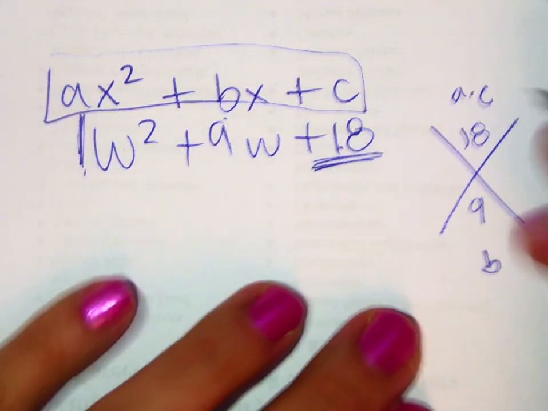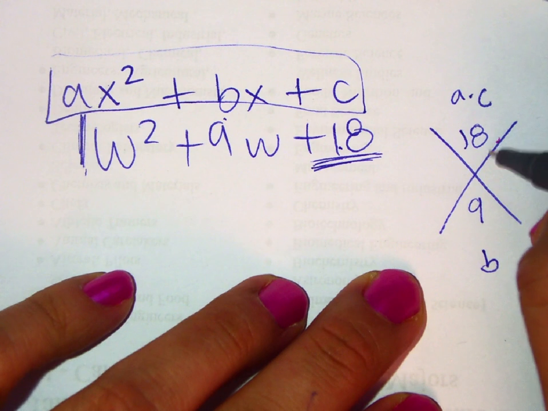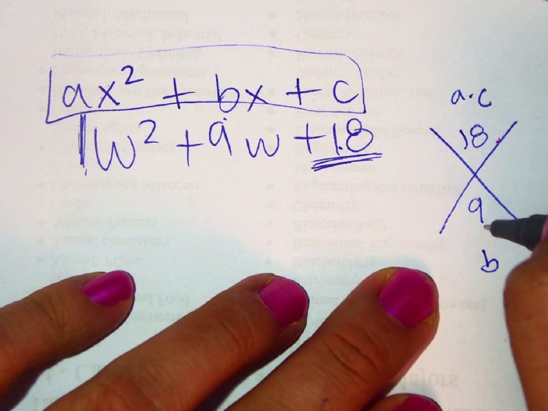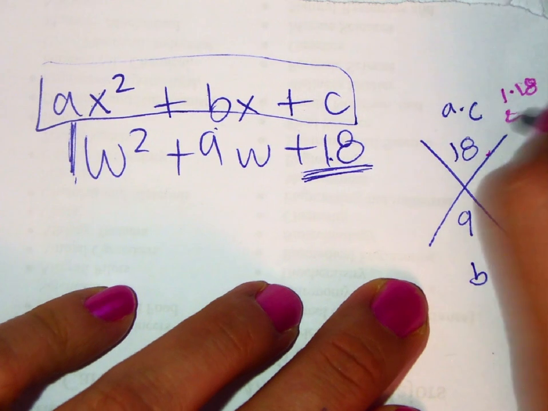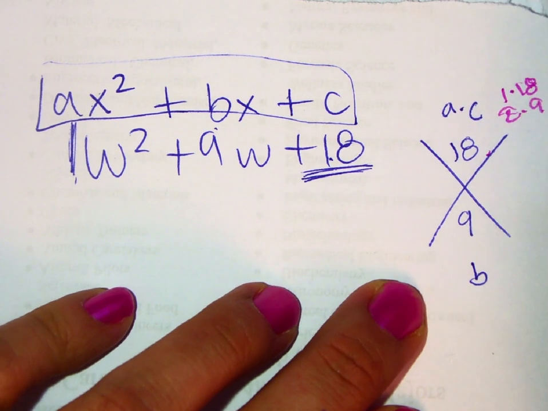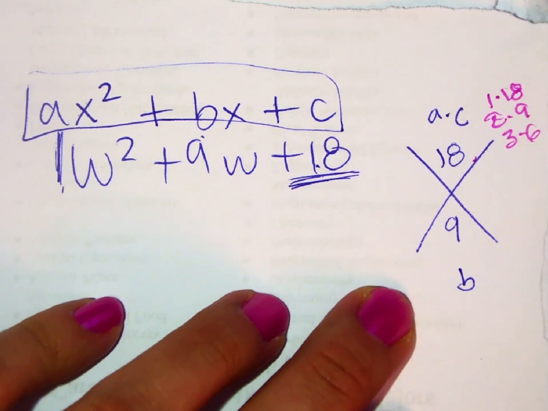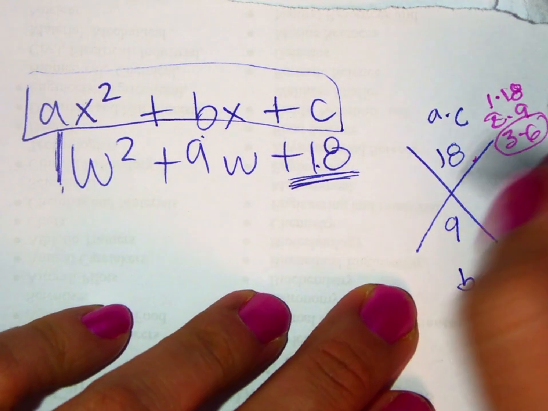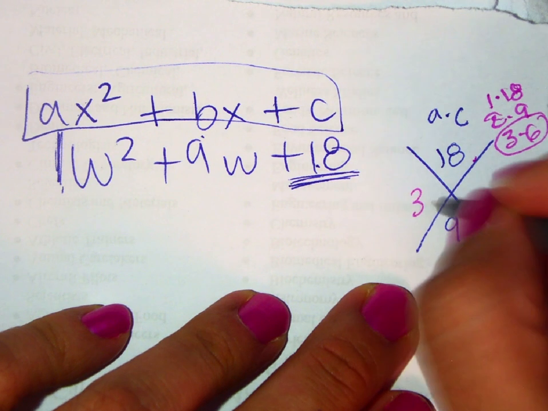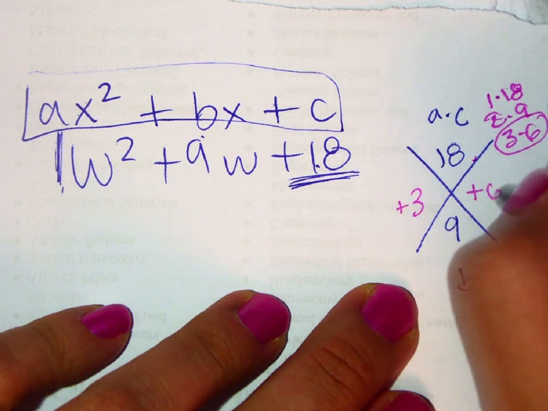So what two numbers do you multiply to get 18, but when you combine, you get 9? So you have 1 times 18, you have 2 times 9, and then you have 3 times 6. So out of those combinations, 3 and 6 will give you the 9. So we're going to use positive 3 and positive 6.